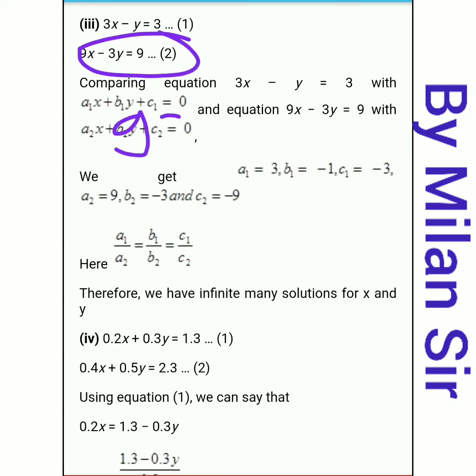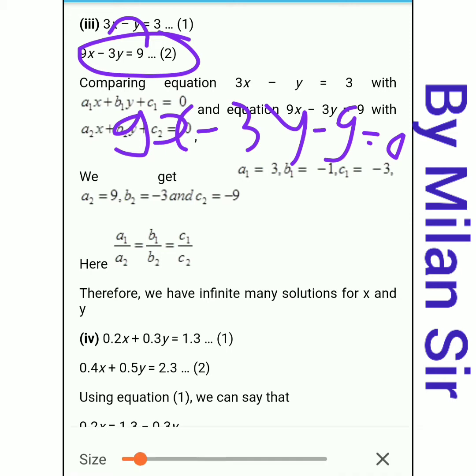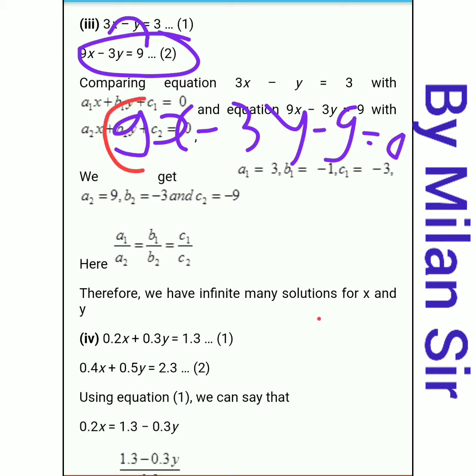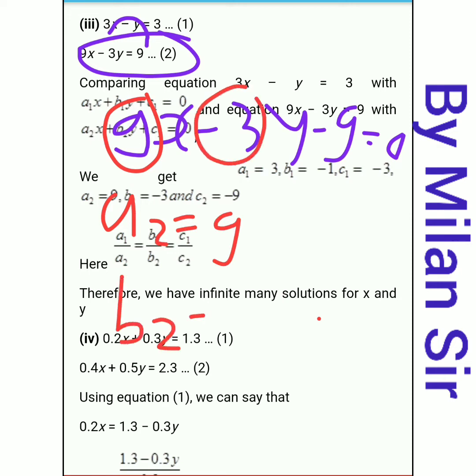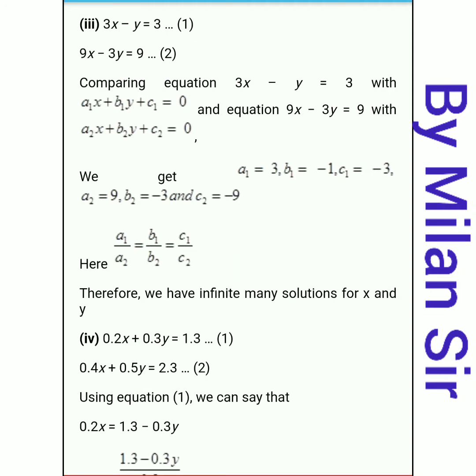Now again convert this equation into standard form. You need to transfer this 9 to the left hand side, and it becomes minus 9, is equal to 0. Now this is your a2, the coefficient of x, 9. This is your b2, the coefficient of y, minus 3, and this is your c2, minus 9. So a2 is equal to 9, b2 is equal to minus 3, c2 is equal to minus 9. So we have the values of a1, b1, c1, a2, b2, c2.